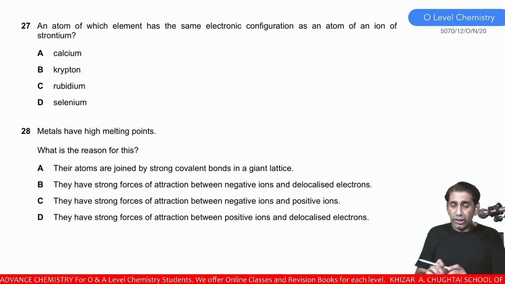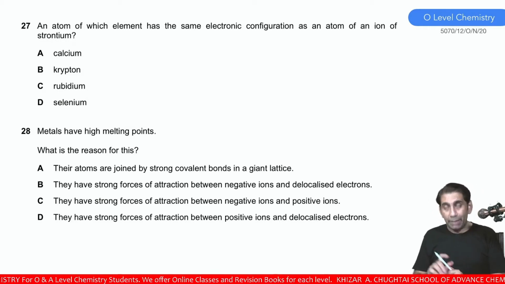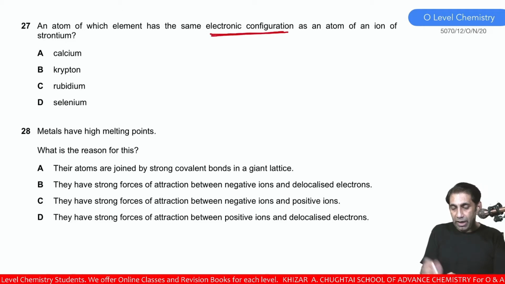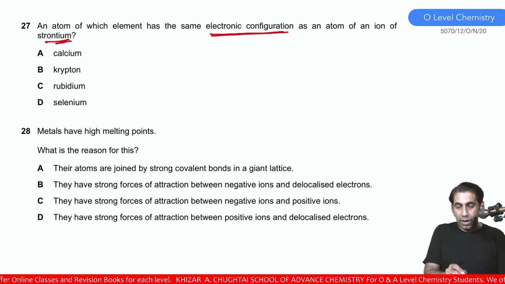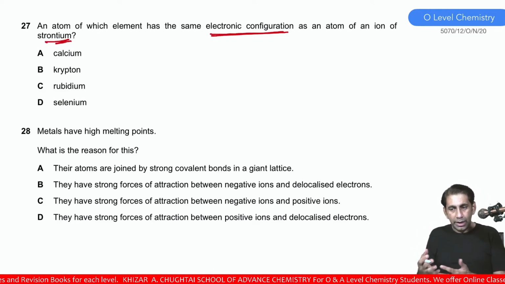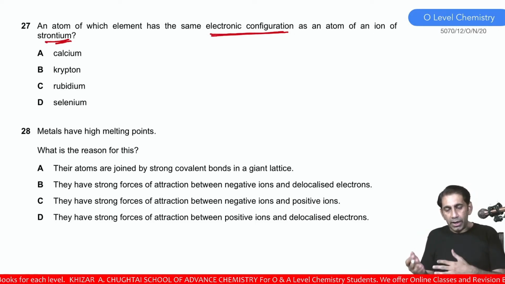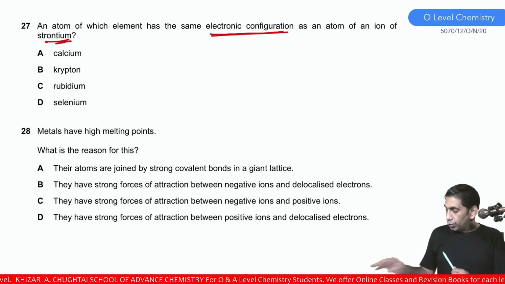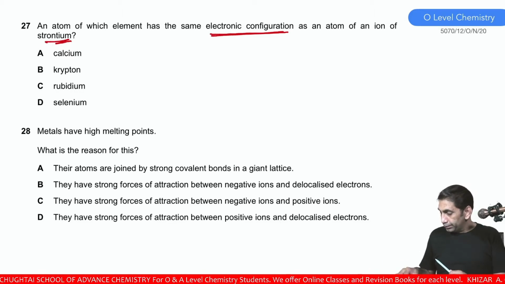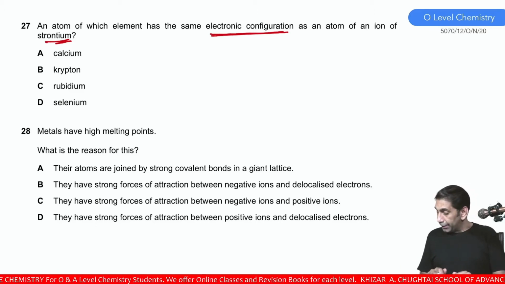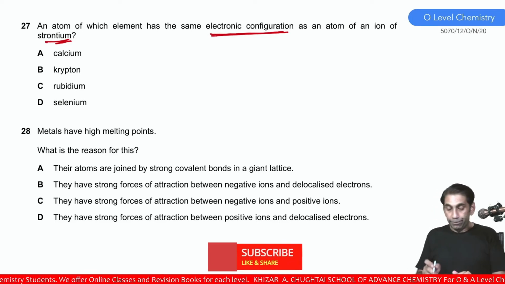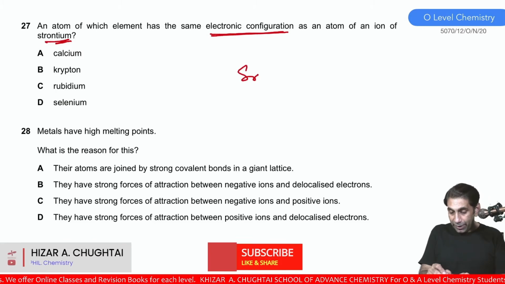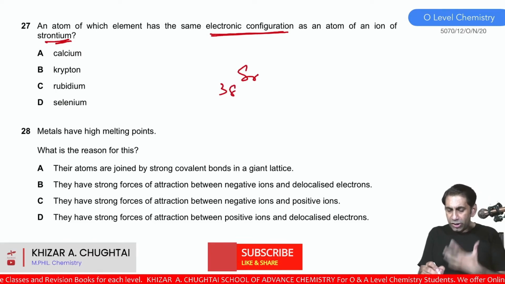An atom of which element has the same electronic configuration, the same number of electrons, as an ion of strontium? Strontium belongs to group number 2, and it has 38 electrons. You can see it from the data booklet, from the periodic table. So strontium has atomic number 38, the original number of electrons.